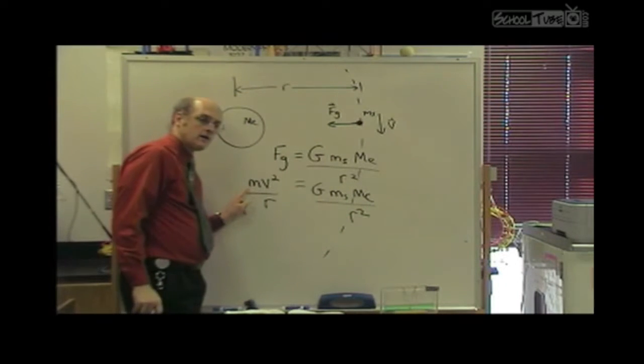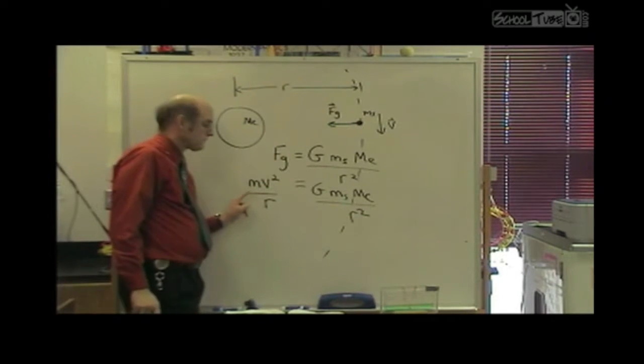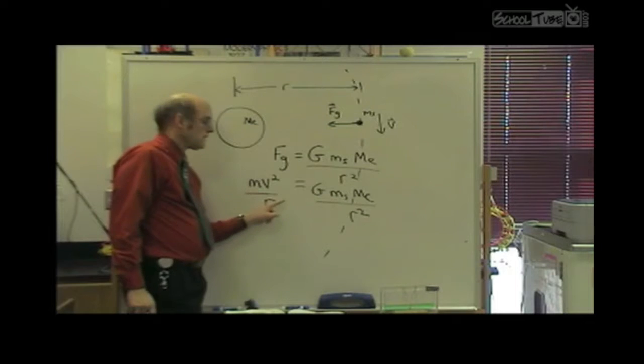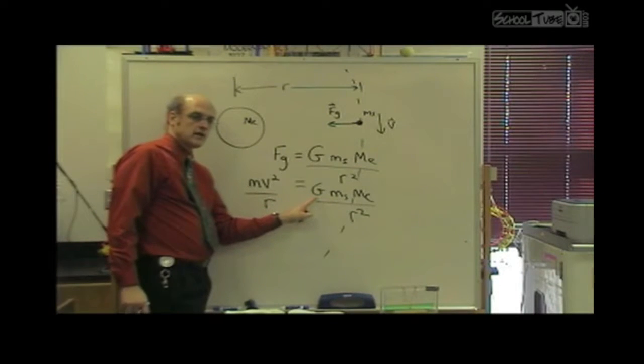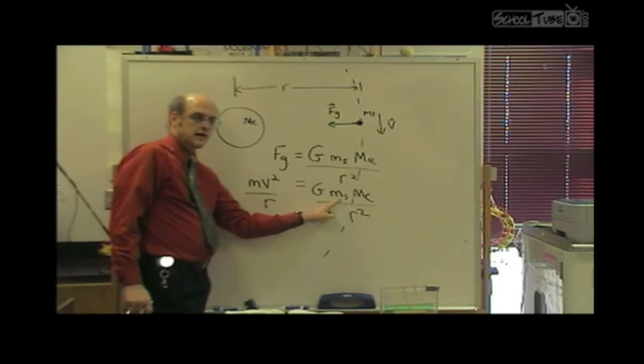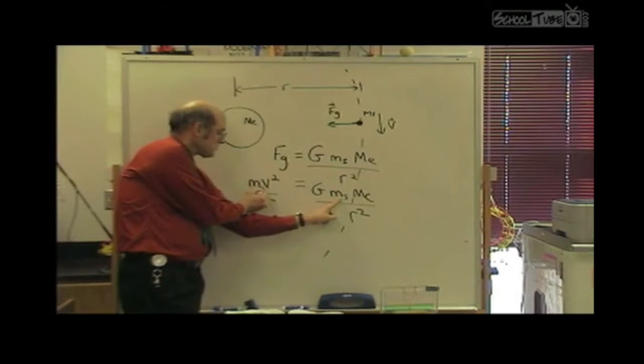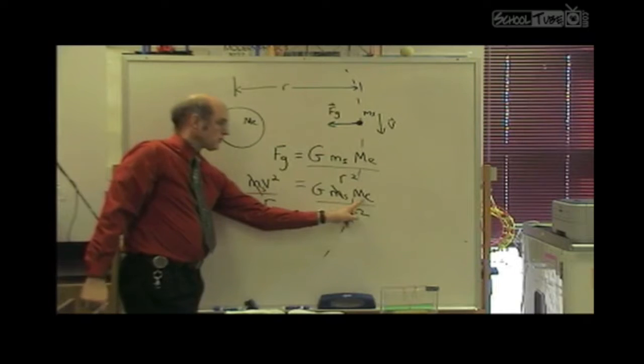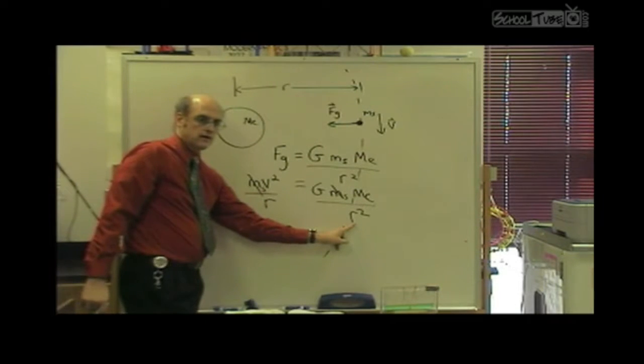So we have mv squared over r, the mass of the satellite times the speed of the satellite squared over the orbital radius of the satellite is equal to the gravitation constant times the mass of the satellite, which appears on this side too, so they get kicked out of town, times the mass of the Earth divided by the orbital radius.